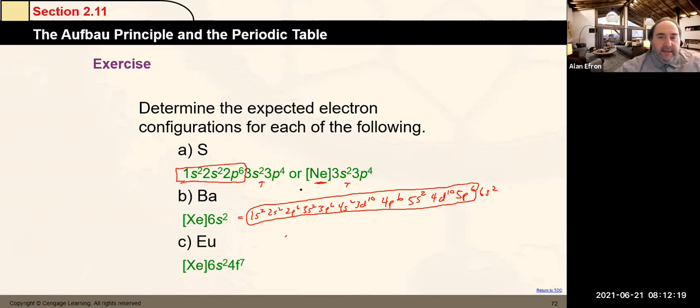So let's talk a little bit then about transition metals and some slightly different things that occur with transition metals in terms of electron configuration.